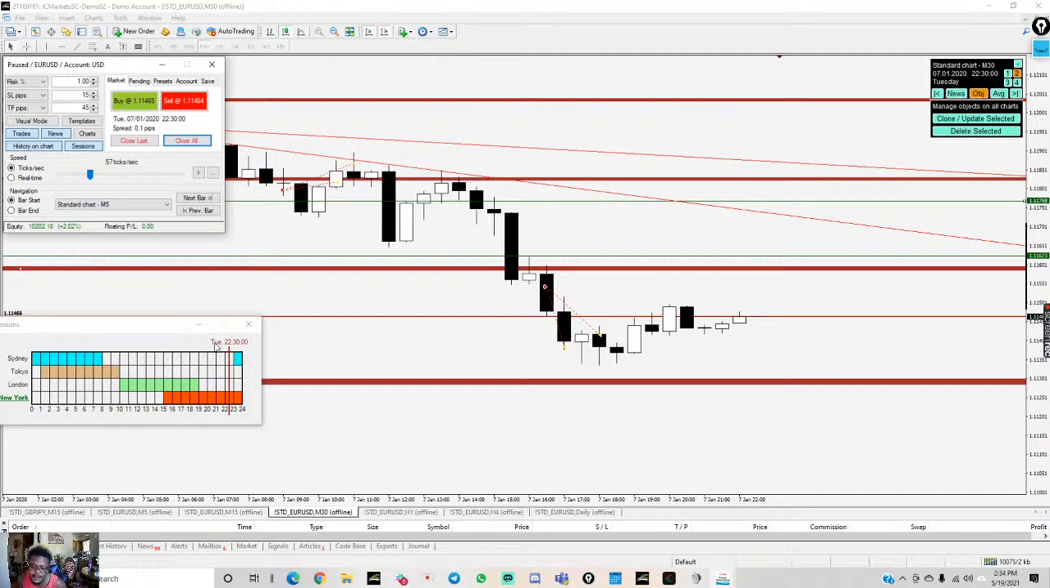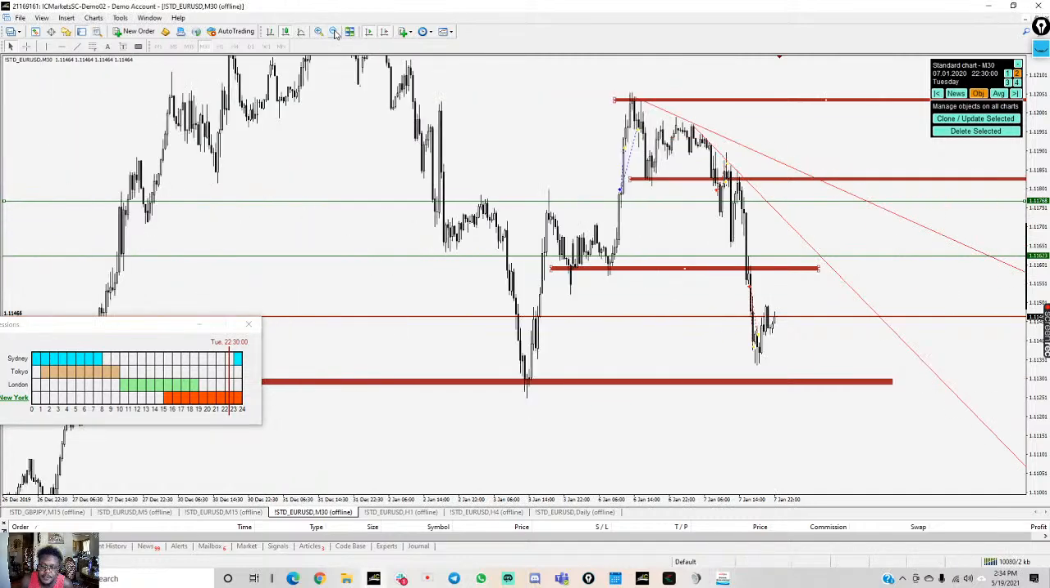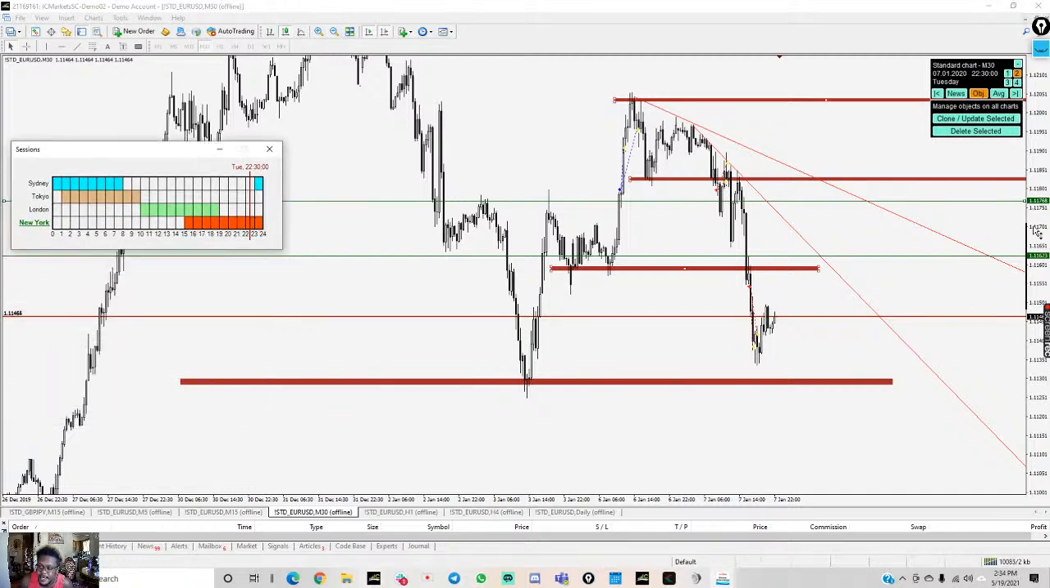Just like that. So just really focus on risk management and try and maintain consistency with your same setup every single day. Try and focus on your same setup every single day.